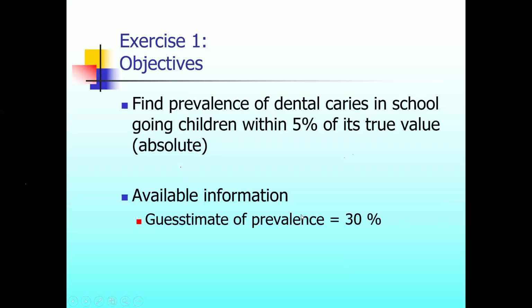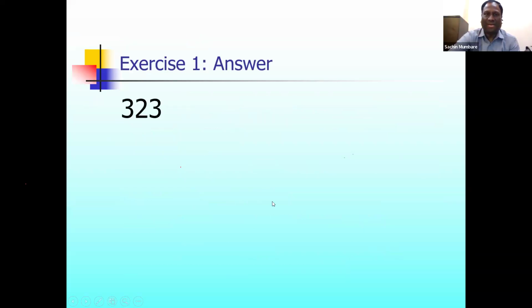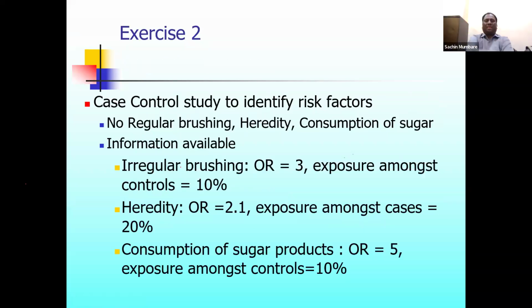How much is the answer? This is the answer, 323. Now, this is exercise 2 for you. A case control study is planned to identify risk factors for dental caries, and the possible risk factors like no regular brushing, heredity, or consumption of sugar. These are the 3 risk factors for the sake of example I have taken. And the information available is in front of you. Calculate the required sample size.